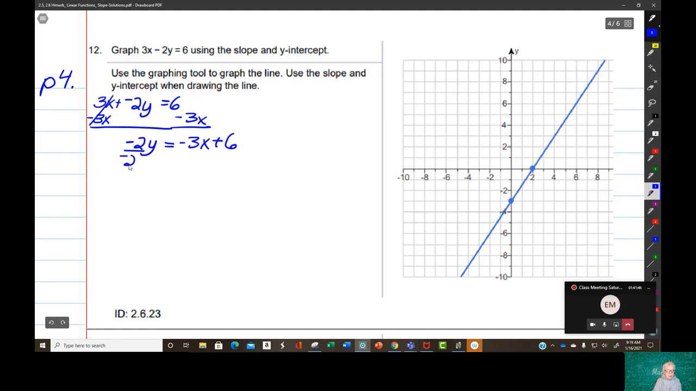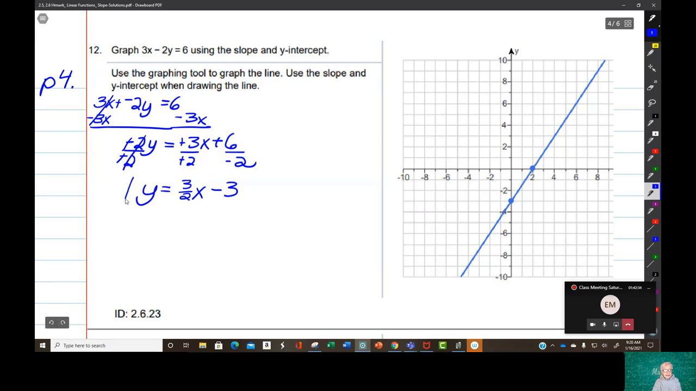Then I divide by negative two, and I divide by negative two, and I divide by negative two. The negatives cancel, the twos cancel. I'm left with a y. Negative three over negative two is positive three over two, or you can think of it as the negative signs canceling. But the negative signs are not going to cancel there, because you have a positive over a negative. So this is going to be minus six divided by two, which is three.